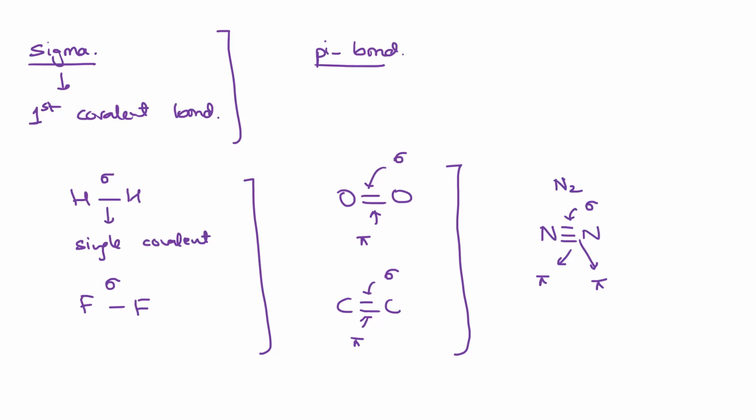So you just need to know that sigma is considered sigma because of head-to-head collision. Pi is going to be pi because it is formed with atoms already bonded with a sigma bond. Any questions? No. Okay, that's nice.